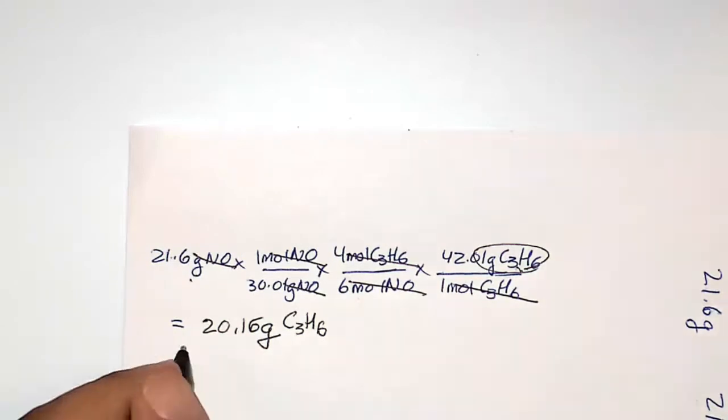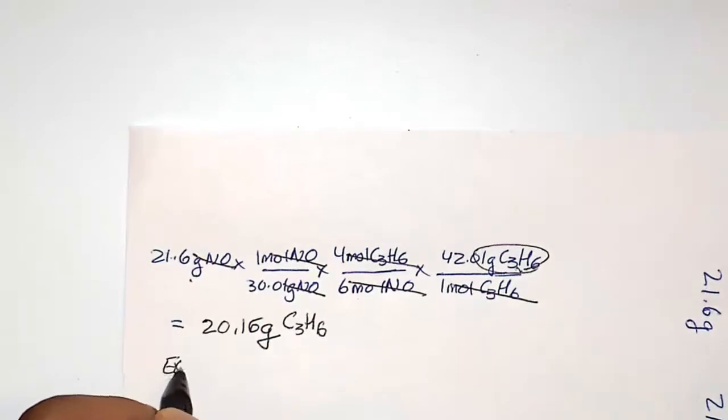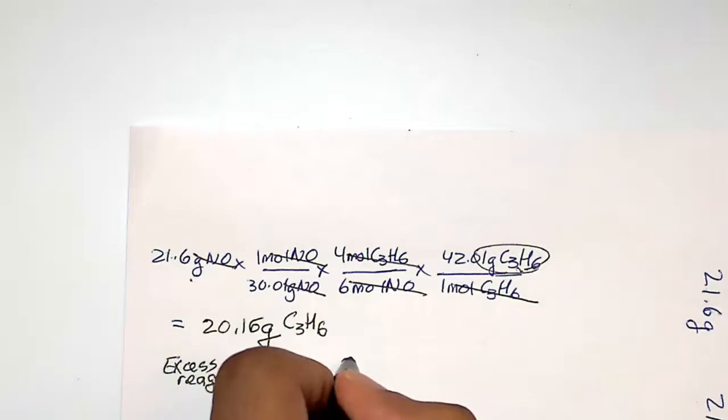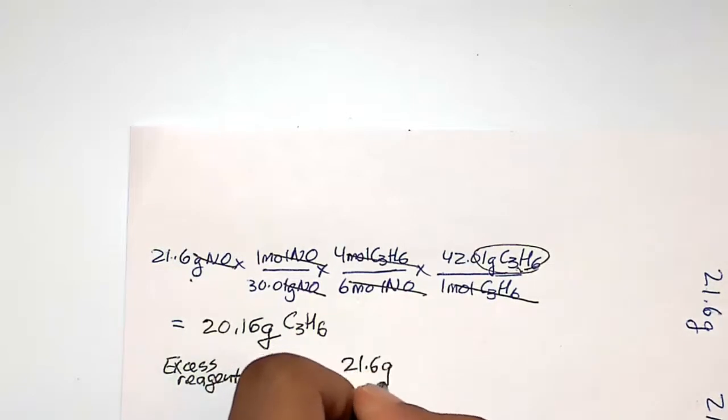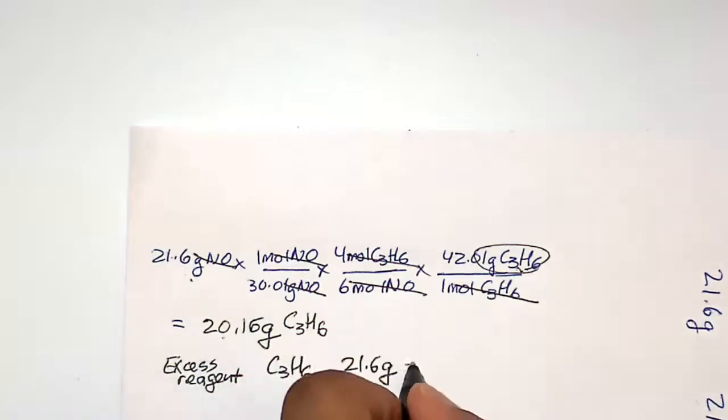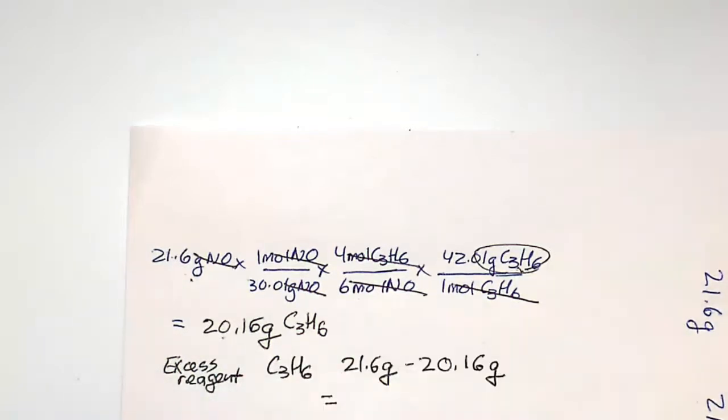So this implies that our excess reagent, C3H6, you started off with 21.6 grams. The limiting reagent eats up 20.16 grams. So the excess of C3H6, propylene gas, that's left over is going to be 21.60 minus 20.16.